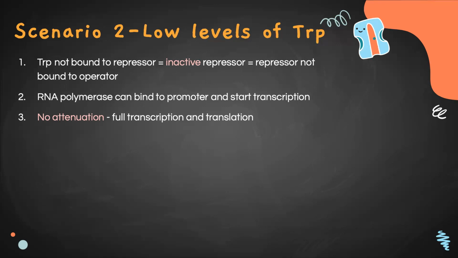And so RNA polymerase can thus bind to the promoter because there's no repressor around to knock it off, and it'll start transcribing. And there will be no attenuation in this case because it wants to make the full transcription of the mRNA in order to get a higher level of tryptophan in the cell.